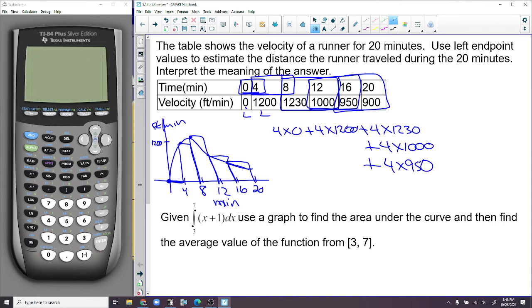We can factor out a 4, of course. Let's do that when we're using the calculator. 4 by 0 plus 1200 plus 1230 plus 1000 plus 950. And we get, that's what I've been getting all day. So 17,520 feet is the distance the runner traveled.